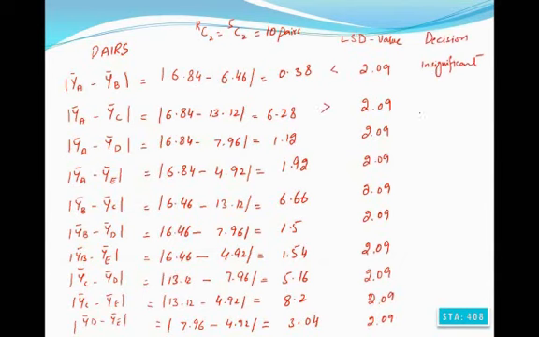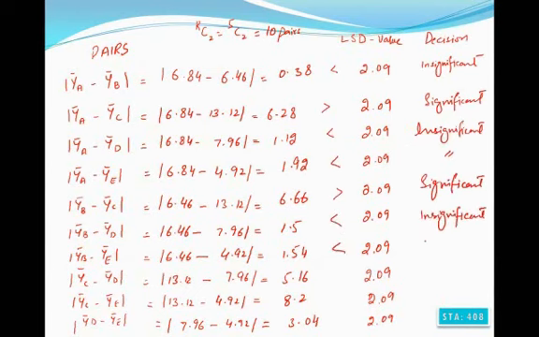It's greater than, significant. It is less than, it is also less than, insignificant. The difference between the pair of means is also insignificant. This is greater than. It is less than, this is again less than. Both are providing insignificant results. And these three are greater than, showing significant results.